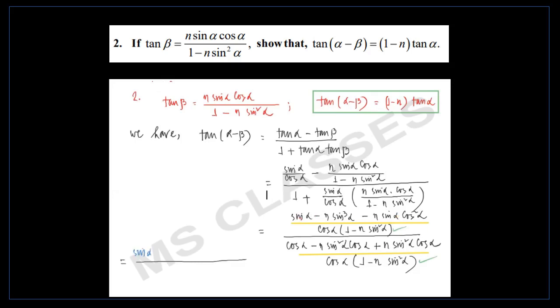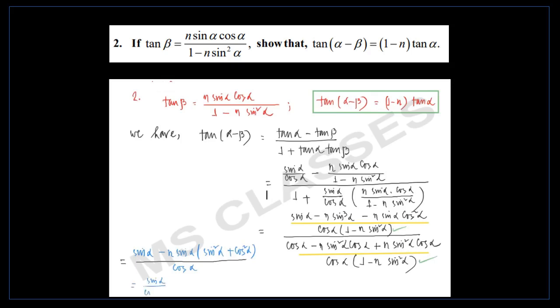We keep sine alpha as it is. From the next two, we take n sine alpha common. So what we get? We get sine square alpha plus cos square alpha. Next, from the denominator, this and this cancel out. So what we are left with? Cos alpha. This and this cancel out. Now this is 1. So from the numerator now, you can take sine alpha common.